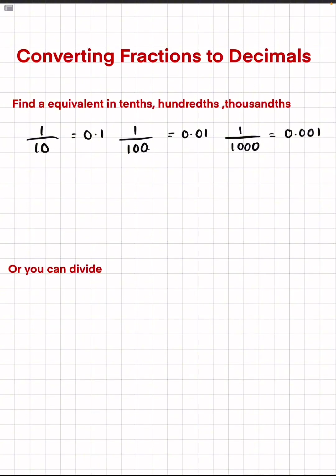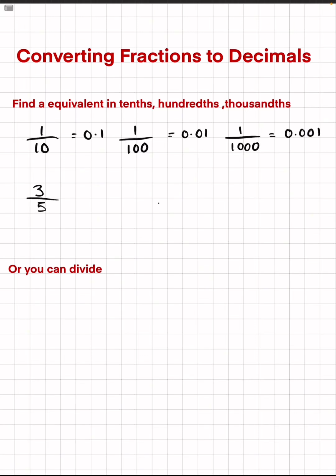100 has 2 zeros, so we're going to move the decimal point 2 places to the left. In whole numbers, the decimal point is usually at the end of the number. So we move the decimal point 1, 2 places to the left and add a 0 before it. And for 1,000, 1,000 has 3 zeros, so we move the decimal point 3 places to the left and add a 0 before it.